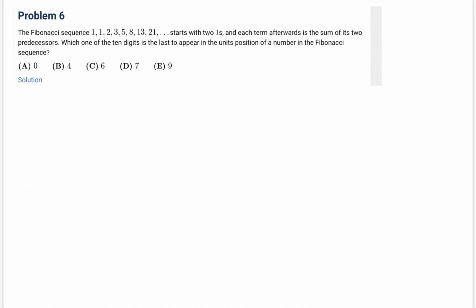Problem number 6. The Fibonacci sequence 1, 1, 2, 3, 5, 8, 13, 21 starts with 2 ones, and each term afterwards is the sum of its 2 predecessors. Which one is the last digit to appear? For this one, I think we just have to keep going, so let's write it out. 1, 1, 2, 3, 5, 8, 13, 21, and then we have to add these two, right?